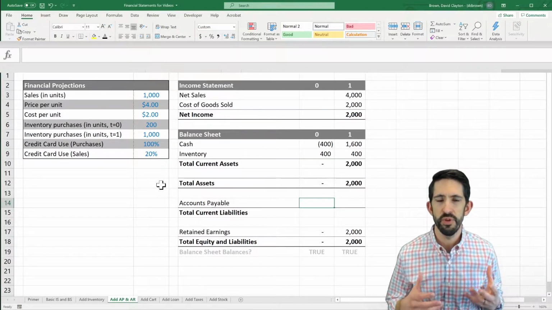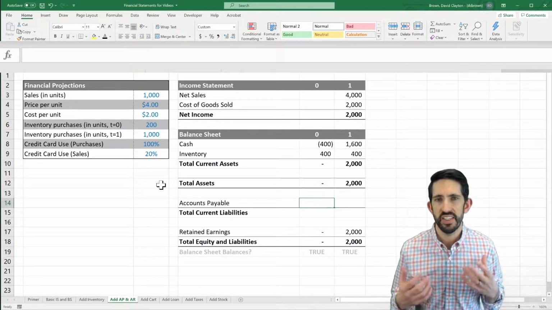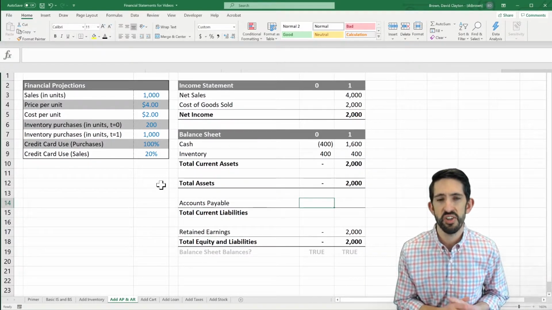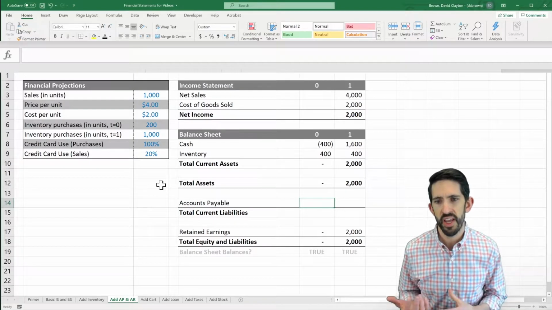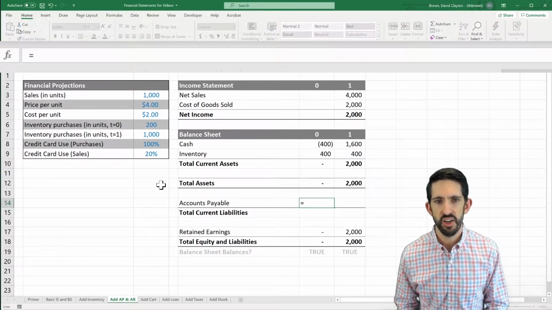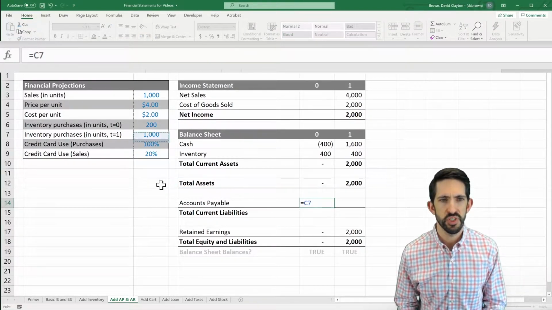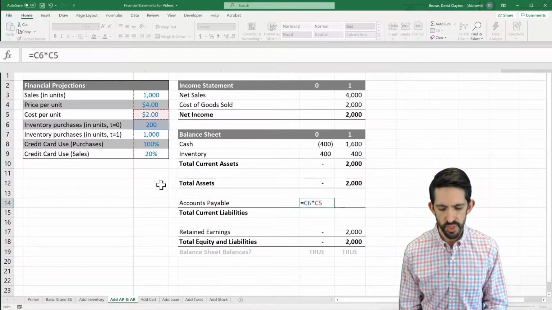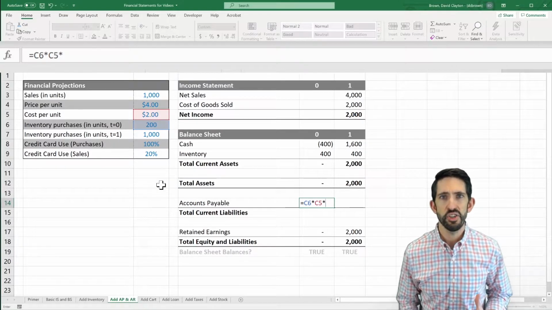So accounts payable, what are they? Again, it's how much that we owe to somebody else for what we bought. So in this case, our purchases are going to drive our accounts payable. So we can take our purchase amount, which is going to be our inventory purchase units, times the cost per unit. And now I've added an additional parameter.